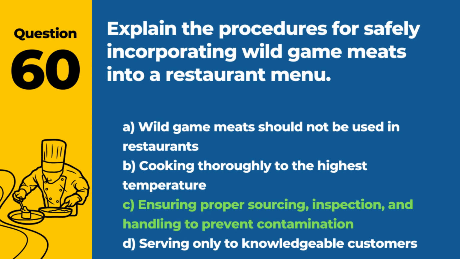Answer C. Ensuring proper sourcing, inspection, and handling to prevent contamination. Safely incorporating wild game meats into a restaurant menu requires ensuring that the meats are properly sourced, inspected for safety, and handled correctly to prevent cross-contamination and other food safety risks.